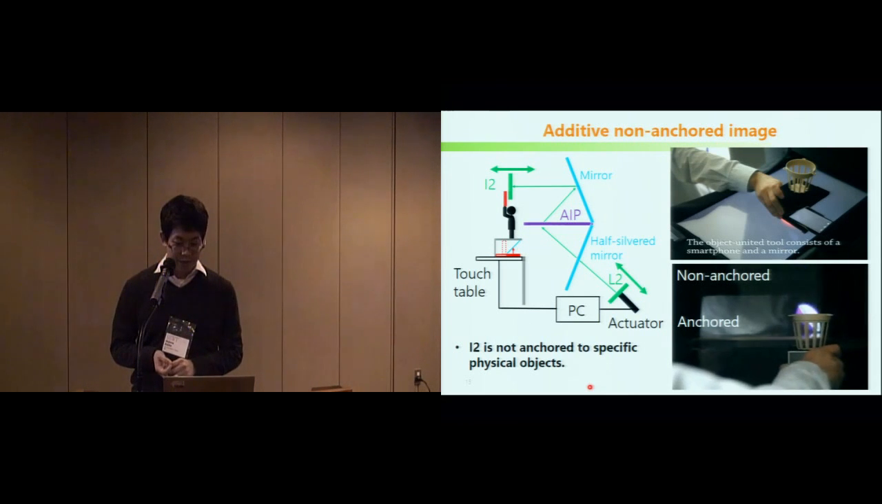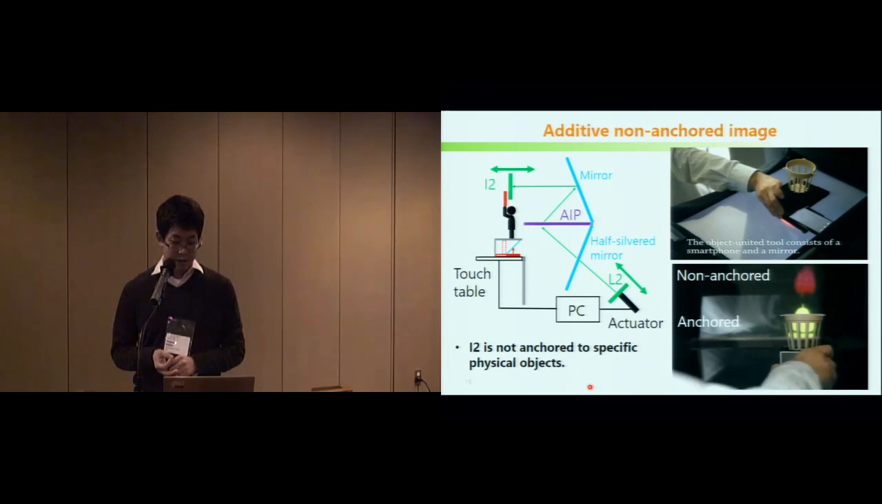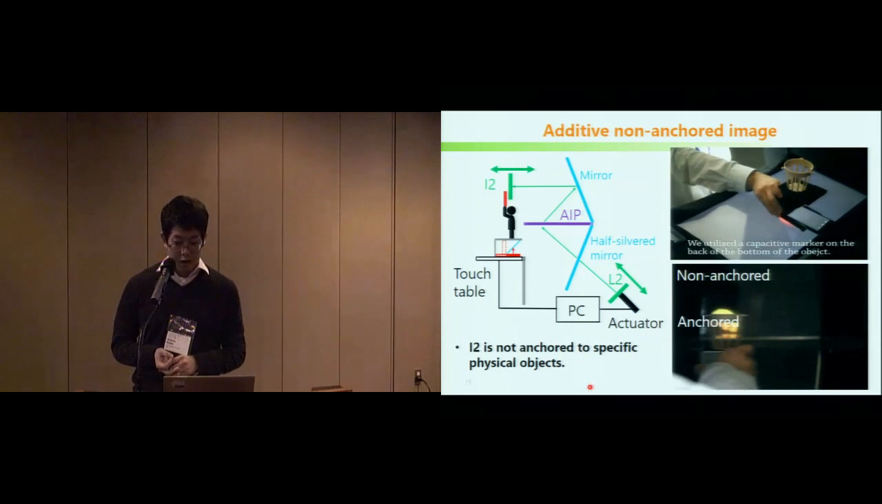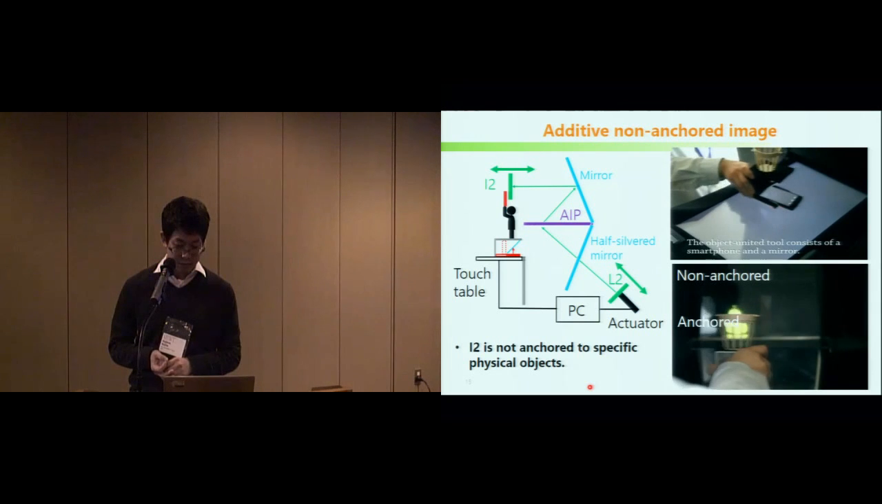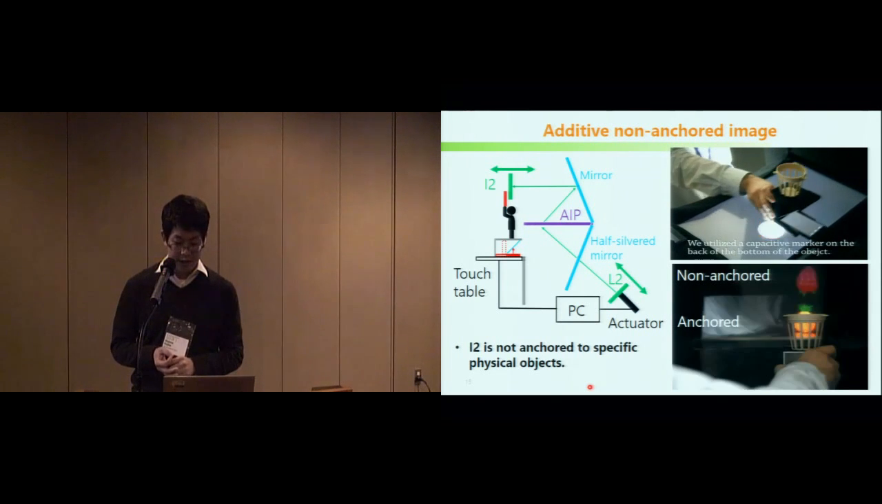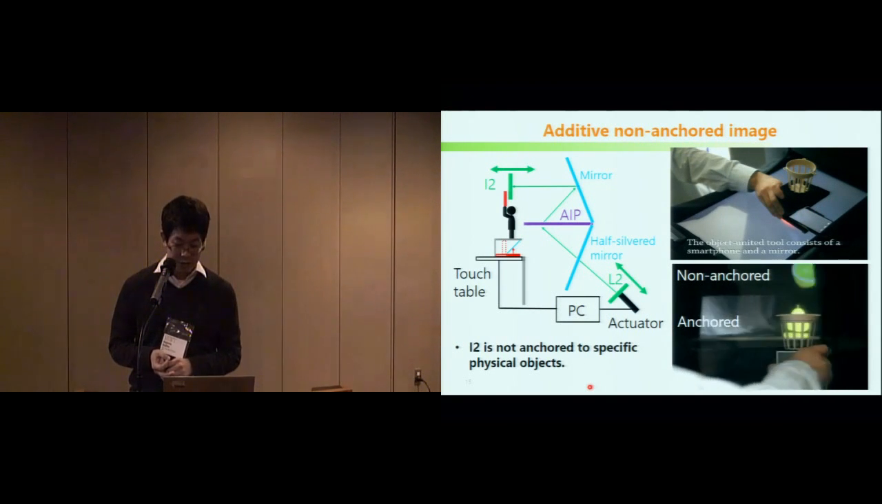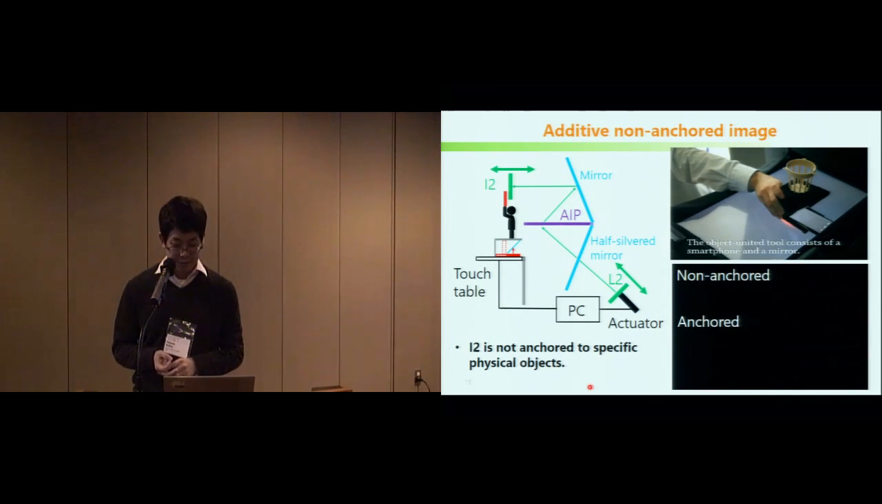In addition, we placed a light source L2 that moves automatically using an actuator. This L2 acts as the light source for forming media image I2. I2 is not anchored to specific physical objects. The mirror is changed into a half-silvered mirror and I2 is added. By moving I2 with an actuator, the depth of I2 can be changed.